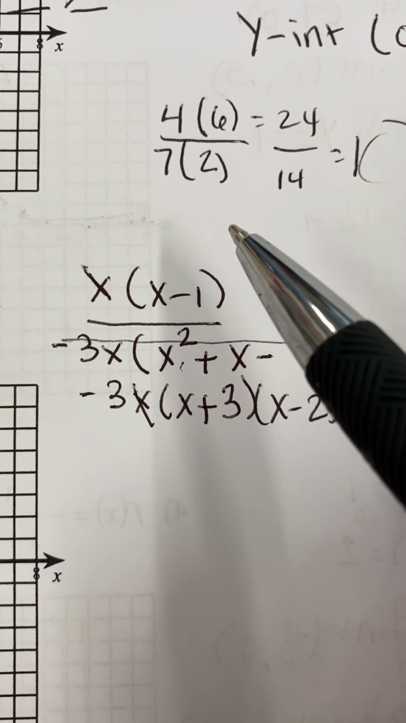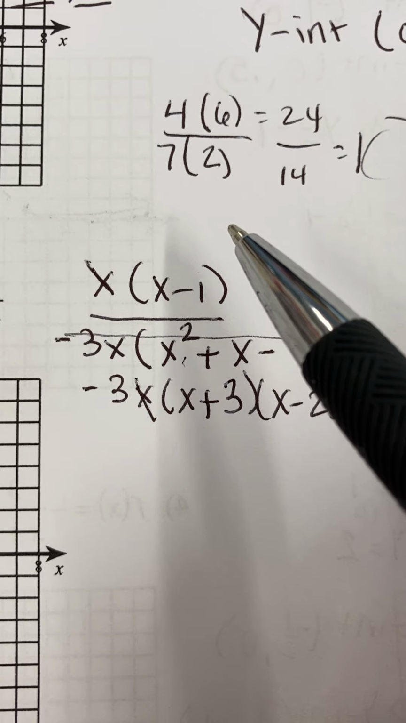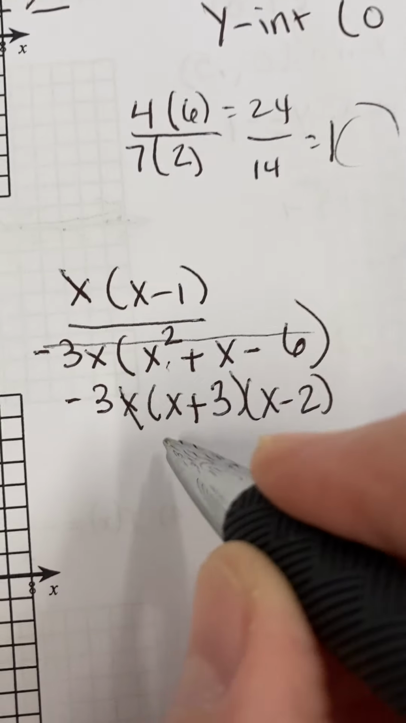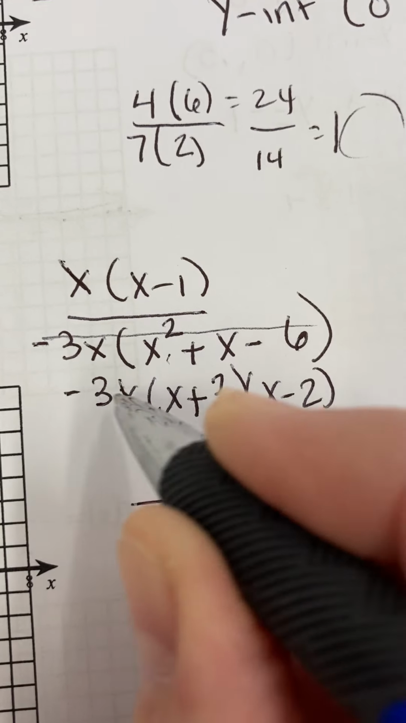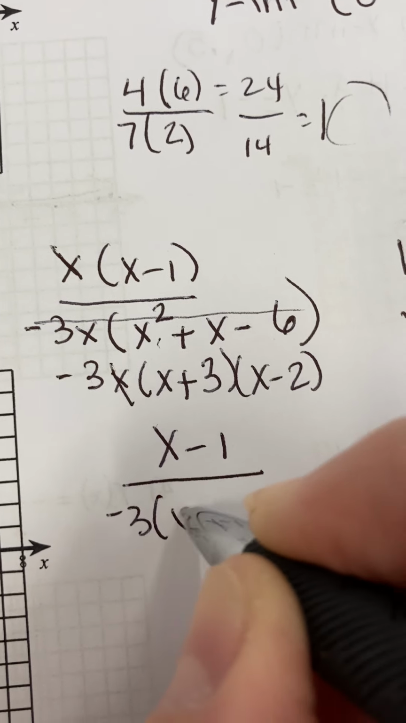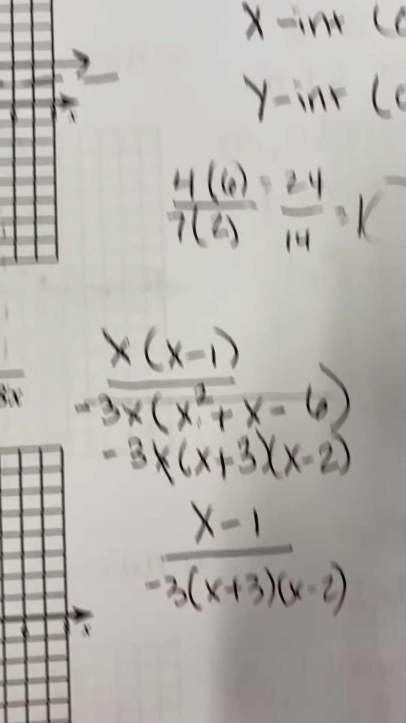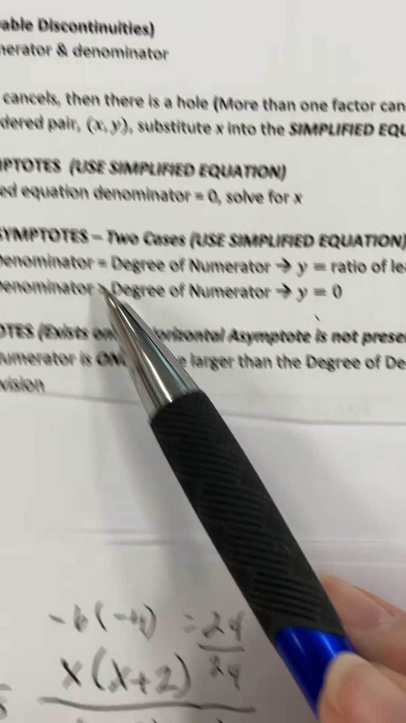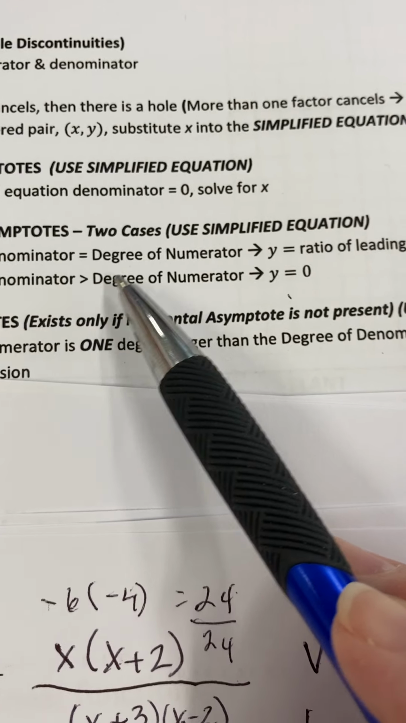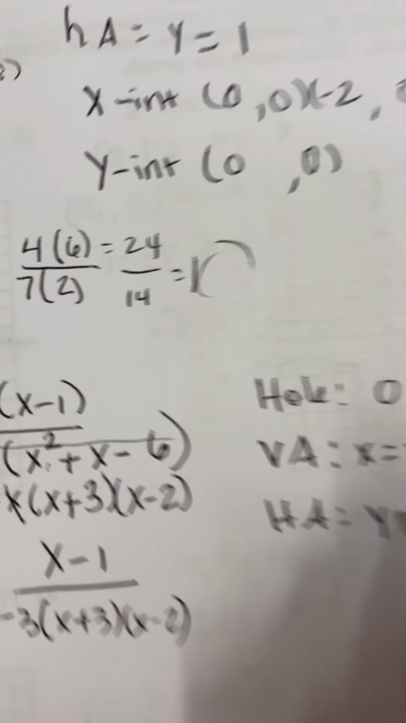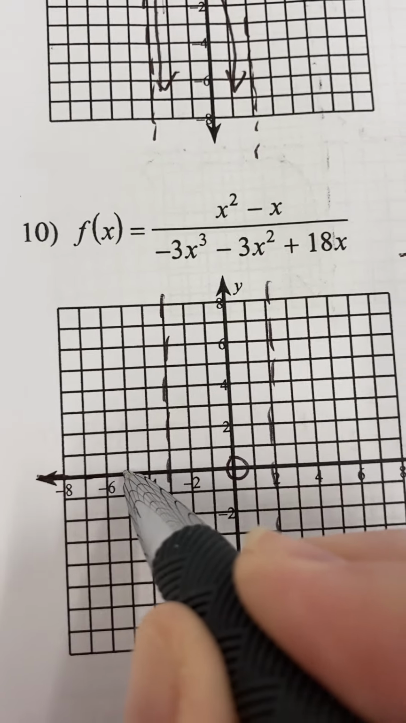When I come to our horizontal asymptote, it says here, use your simplified equation. So my simplified equation technically is x minus 1, and down here I still have that negative 3, and I have x plus 3, x minus 2. Here would be a squared equation, here would be a single equation. Therefore, my denominator is greater than my numerator, so my horizontal asymptote is when y is equal to 0. All right, so y is equal to 0 is right here.